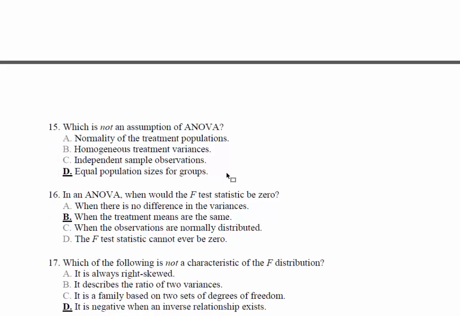Number 15, which is not an assumption of ANOVA. Normality of the treatment population. This is one of the assumptions of ANOVA. Homogeneous treatment variances, that is also an assumption. Independent sample observation, that's also an assumption. So all three are actually assumptions of ANOVA. Equal population sizes for groups, we know that's not true because you do not have to have equal sample size for different treatment groups. So this is not true, and it's the correct answer.